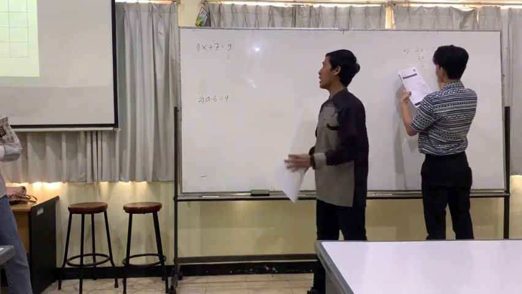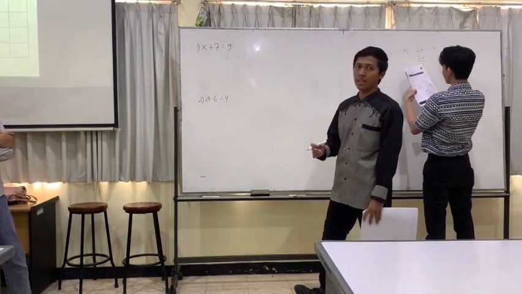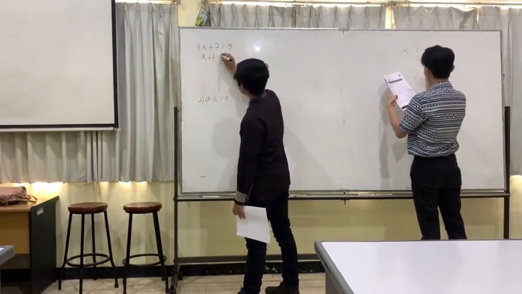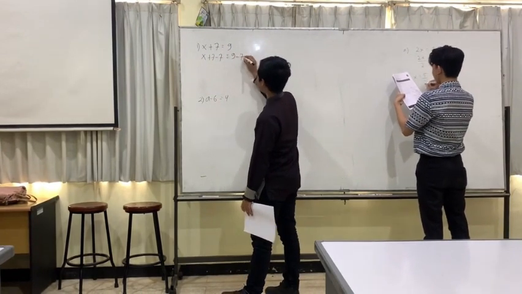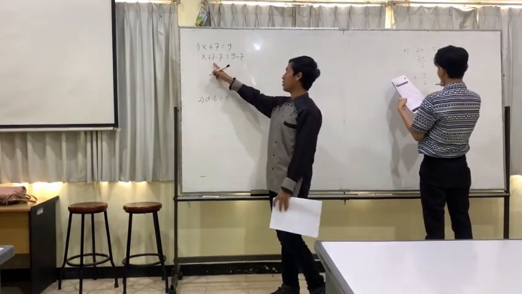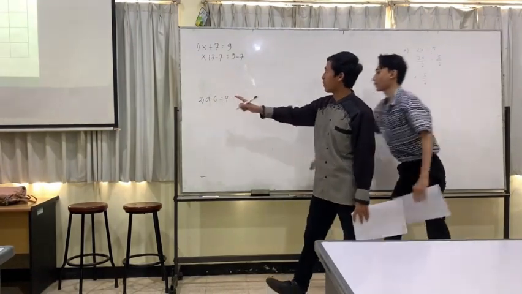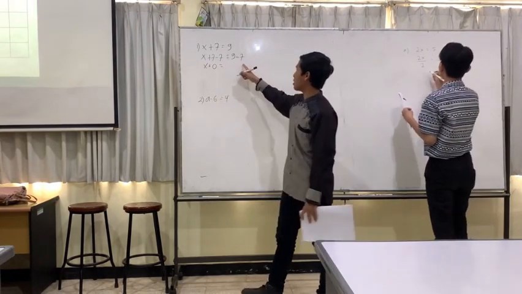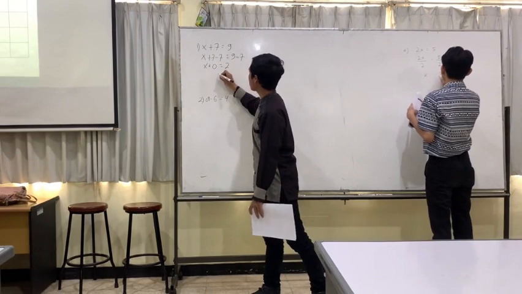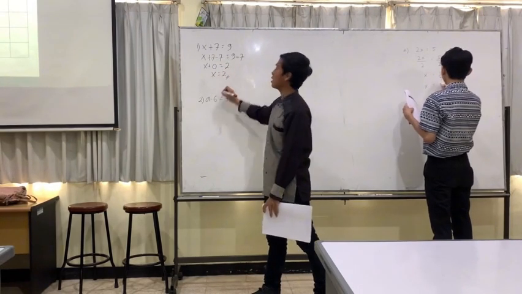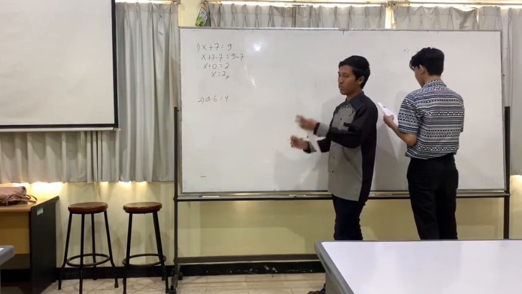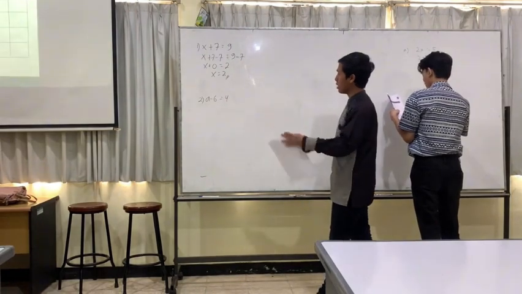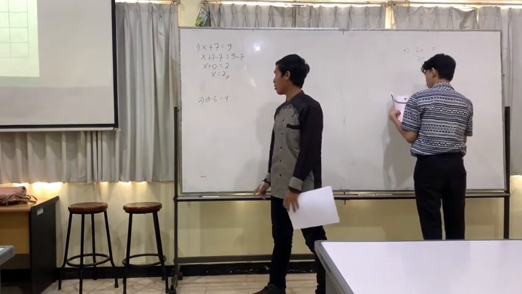To get the solution, we can subtract 7 from both sides. We can write x plus 7 minus 7 equal 9 minus 7. So we can calculate plus 7 minus 7, we get 0. So x plus 0 equal 9 minus 7 equal 2. So x equal 2. This is the solution for the first equation.